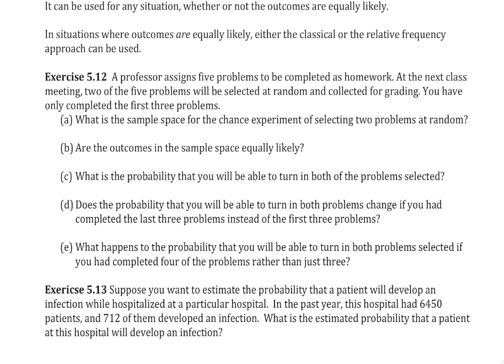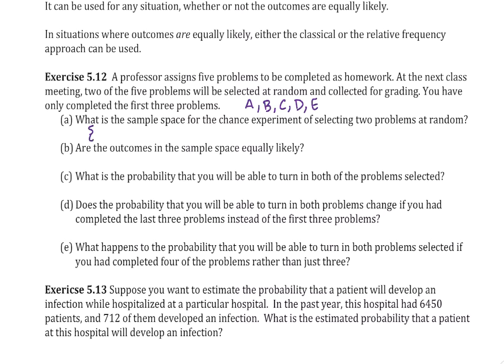Let's look at example 5.12. So here a professor assigns 5 problems to be completed as homework, but at the next class meeting, 2 of the 5 problems will be selected at random and collected for grading. Now you've only done the first 3 problems. So we want to look at the sample space for this chance experiment of which 2 problems the professor is going to choose. So I'm going to write out the different problems as letters just because I find that a little bit easier when dealing with probability. So there were 5 problems labeled A, B, C, D, E, and they're going to select 2 of them.